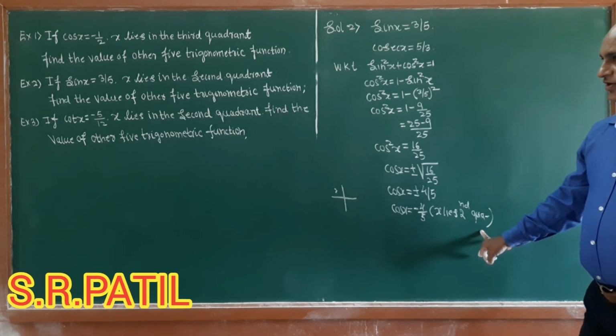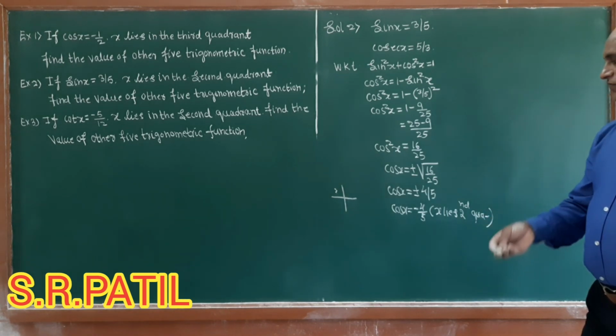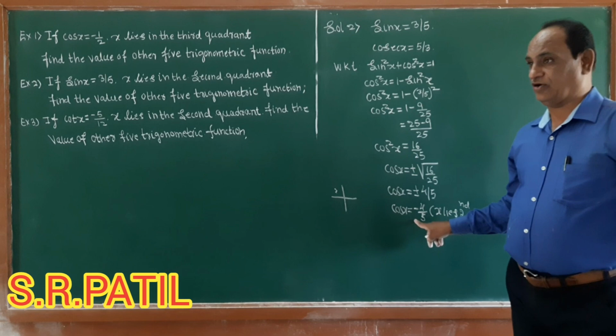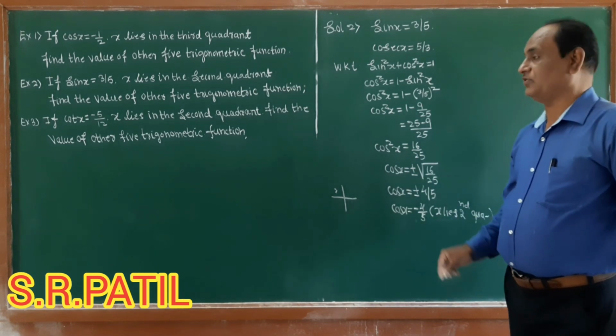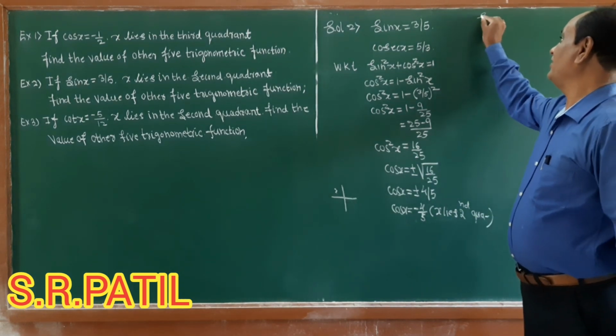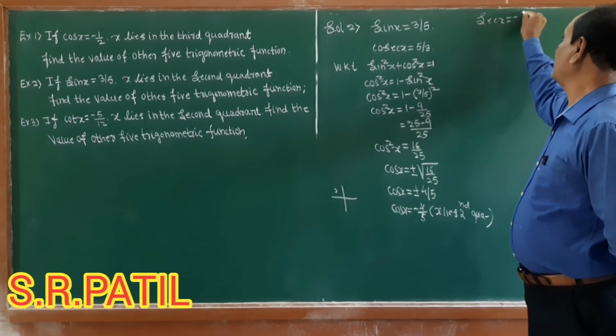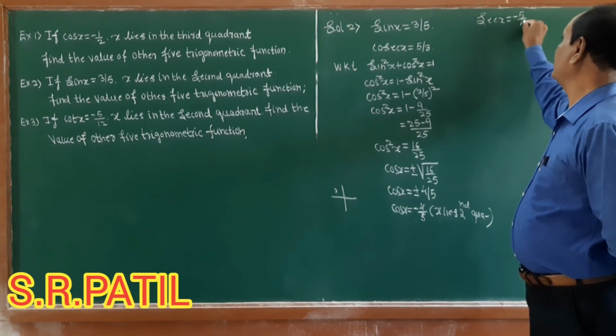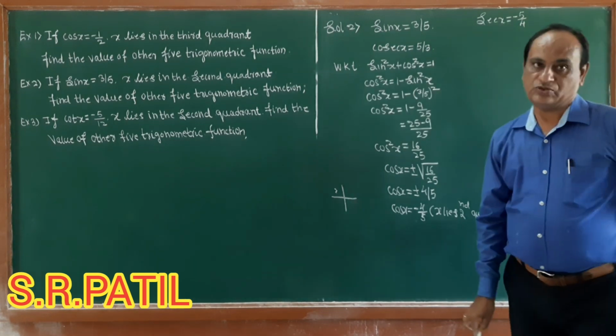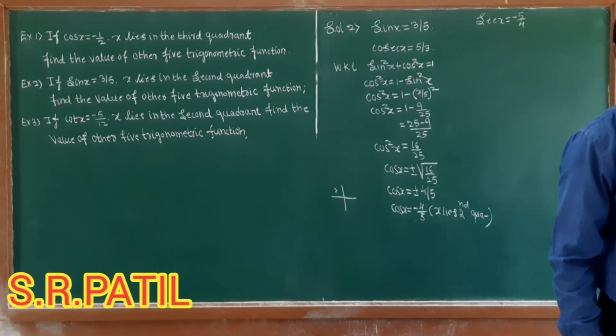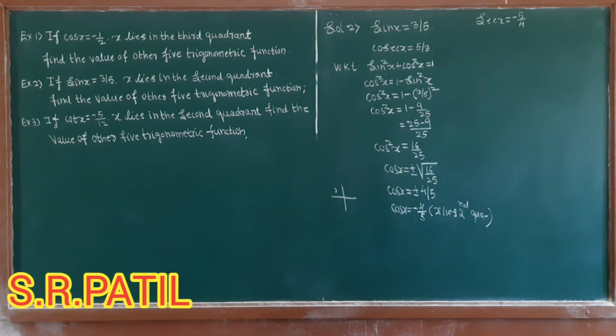Cos x value is minus 4 by 5, and then its reciprocal. Cos x reciprocal, therefore that is sec x, that is sec x is equal to minus 5 divided by 4. So totally one trigonometric function is given, then you have to find the remaining 5 trigonometric functions.